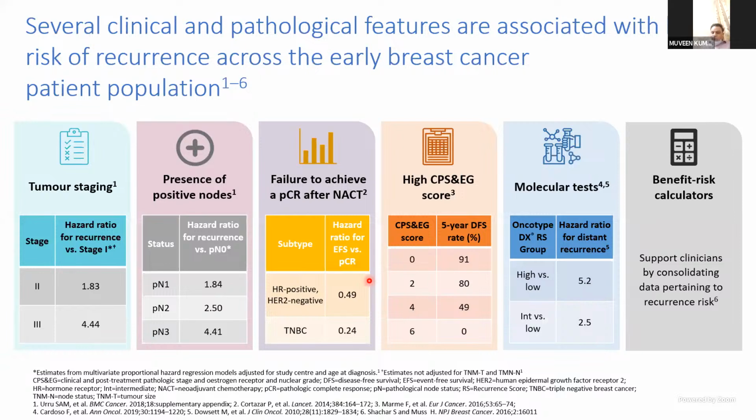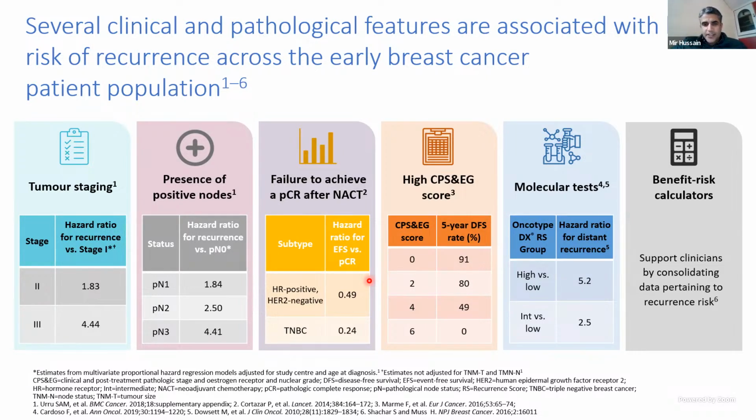So, Dr. Mukesh has elaborated, and we will add on some more factors. The first is the tumor stage. We know that the higher the stage of the tumor, there are more chances of recurrence, then the nodal burden. If there is a higher nodal burden, more chances of recurrence. Then failure to achieve pCR.